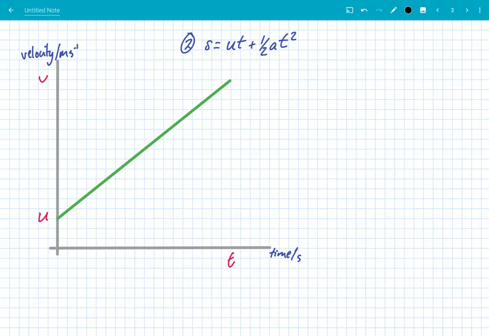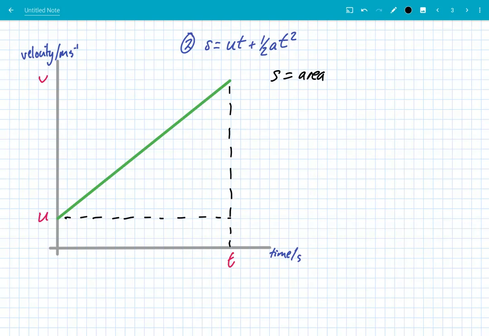We're now going to derive the second equation of motion, S is equal to ut plus half at squared. We're still going to use this same graph showing linear motion, but this time, rather than using the gradient, we're going to use the fact that the displacement on a velocity time graph is equal to the area under this graph. So when you're doing this in the exam, you need to separate this graph into two portions.